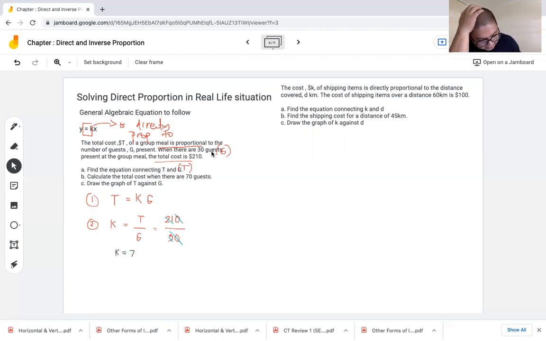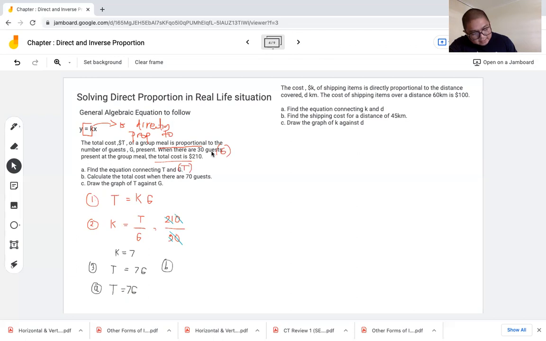All right. So if your K is equivalent to 7, then this would mean that you are going to put this in the equation itself. So this is going to be 7. T is equivalent to 7G. All right. If T is equivalent to 7G, then all we need to do is to understand that we have already answered letter A. T is equivalent to 7G. Simple as that.